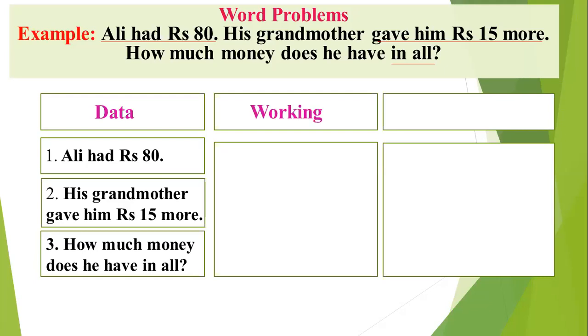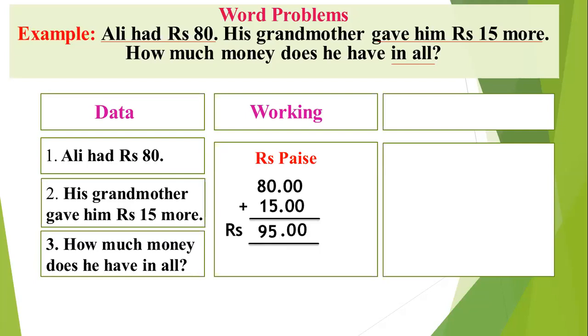Let's show our working. We will write the sum in a vertical form. We will start adding paisa. 0 plus 0 is 0. 0 plus 0 is 0. And this dot is our decimal notation, which we put to separate rupees and paisa. 80 plus 15 is 95. 95 rupees. We will write the answer in the form of statement. He has 95 rupees in all.